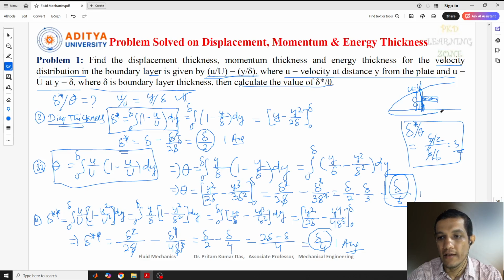The plate needs to be displaced, and how much depends on that value. Similarly, this is also the same for energy thickness. So I hope you understand this problem based on the theory only. If you understand the theory, you can solve the problem easily.